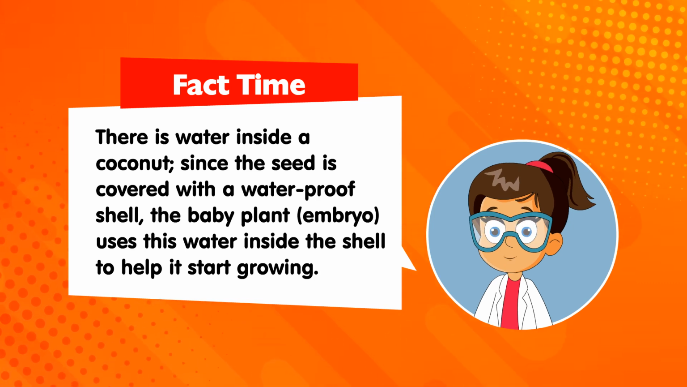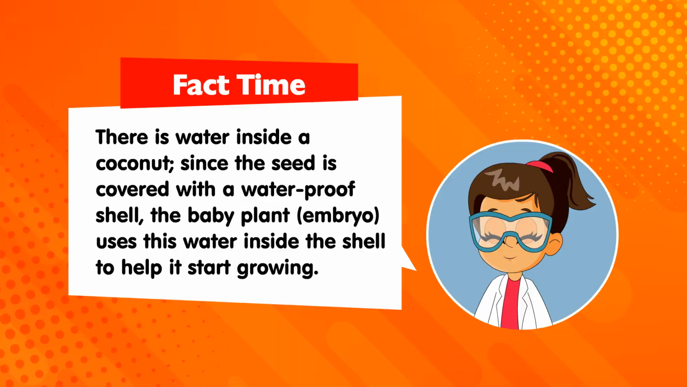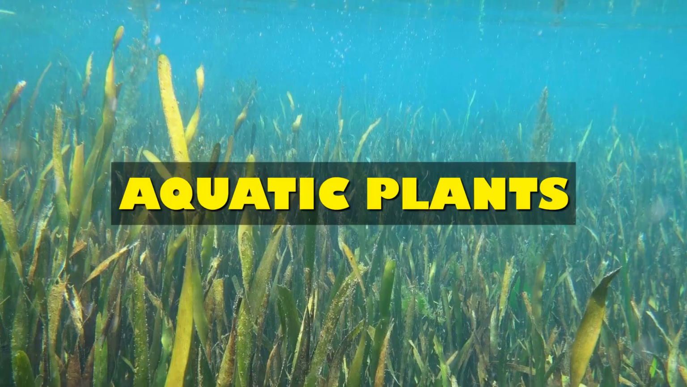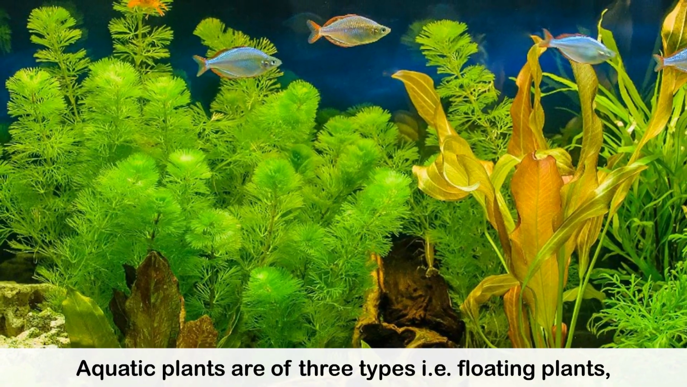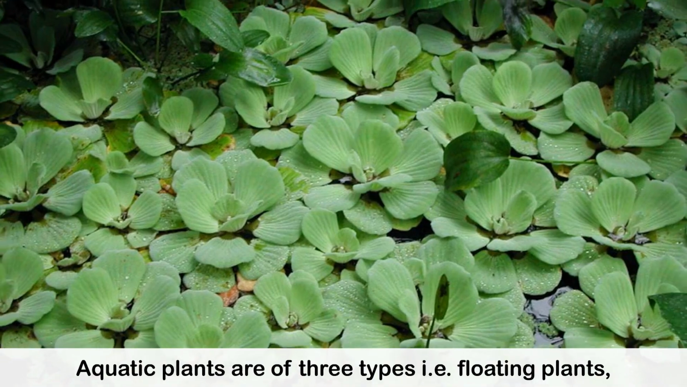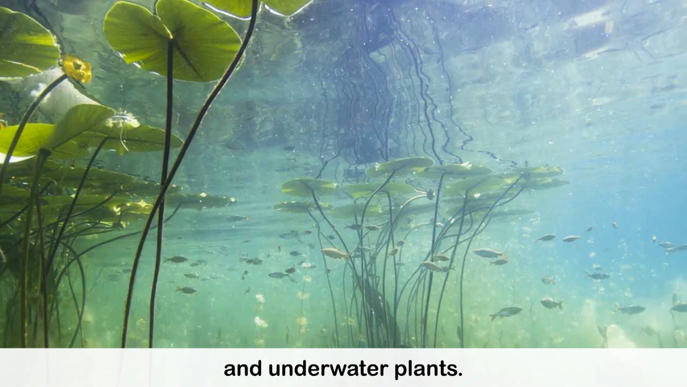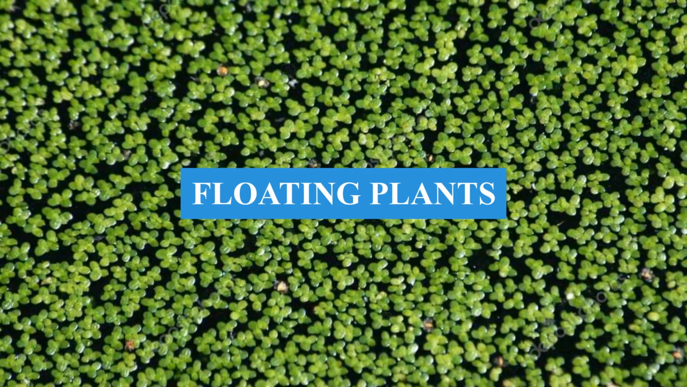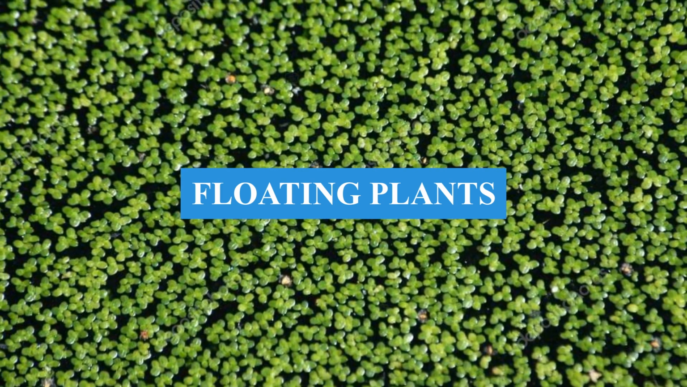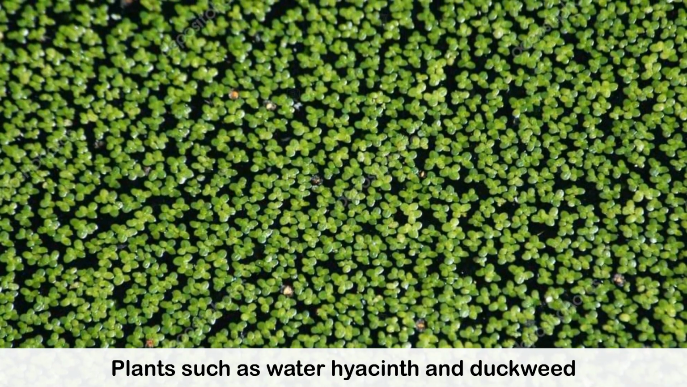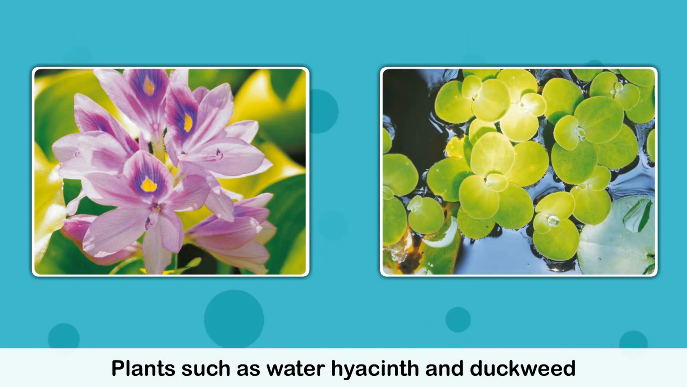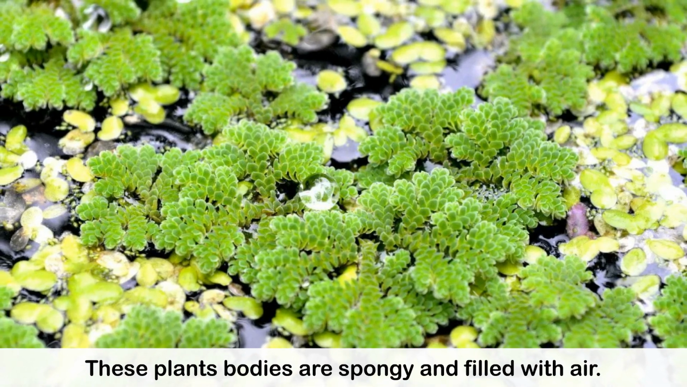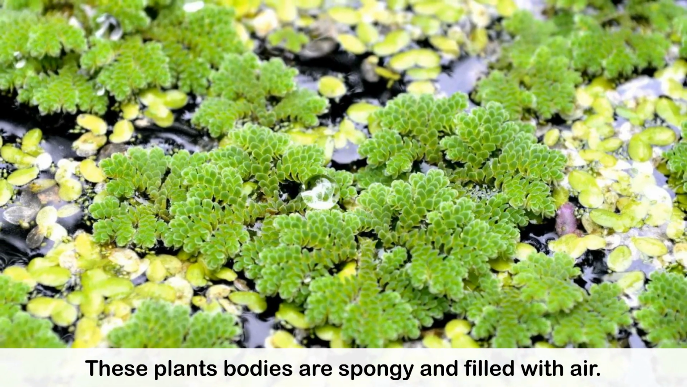Aquatic plants. Aquatic plants are of three types, that is, floating plants, fixed plants, and underwater plants. Floating plants. Plants such as water hyacinth and duckweed are floating plants. These plants' bodies are spongy and filled with air. This makes the plant light and helps them to float on the water surface.